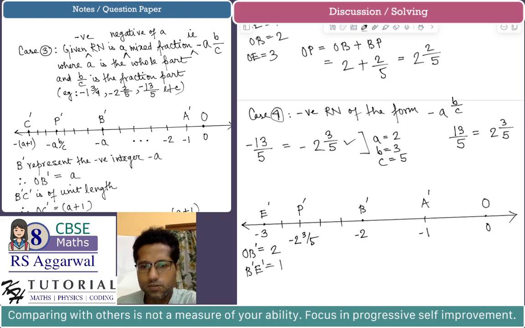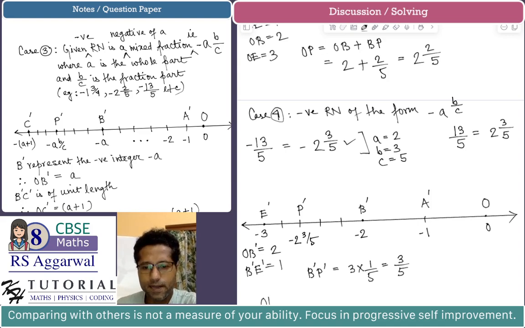Why? Because we know that B dash P dash is equal to 3 into 1 by 5. Why? Because we have divided B dash E dash into 5 equal parts, and the point P dash is at distance 3 such equal parts from B dash. The length of one equal part is 1 by 5. So length of 3 such equal parts will be 3 into 1 by 5. So this is 3 by 5. B dash P dash is 3 by 5.